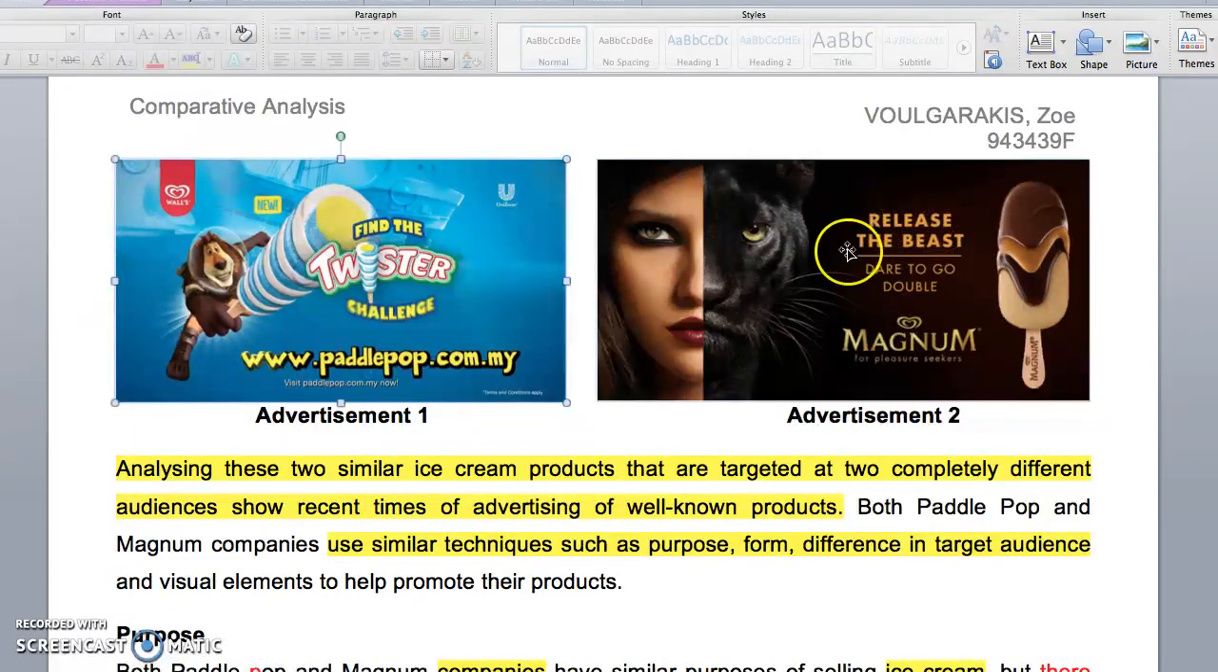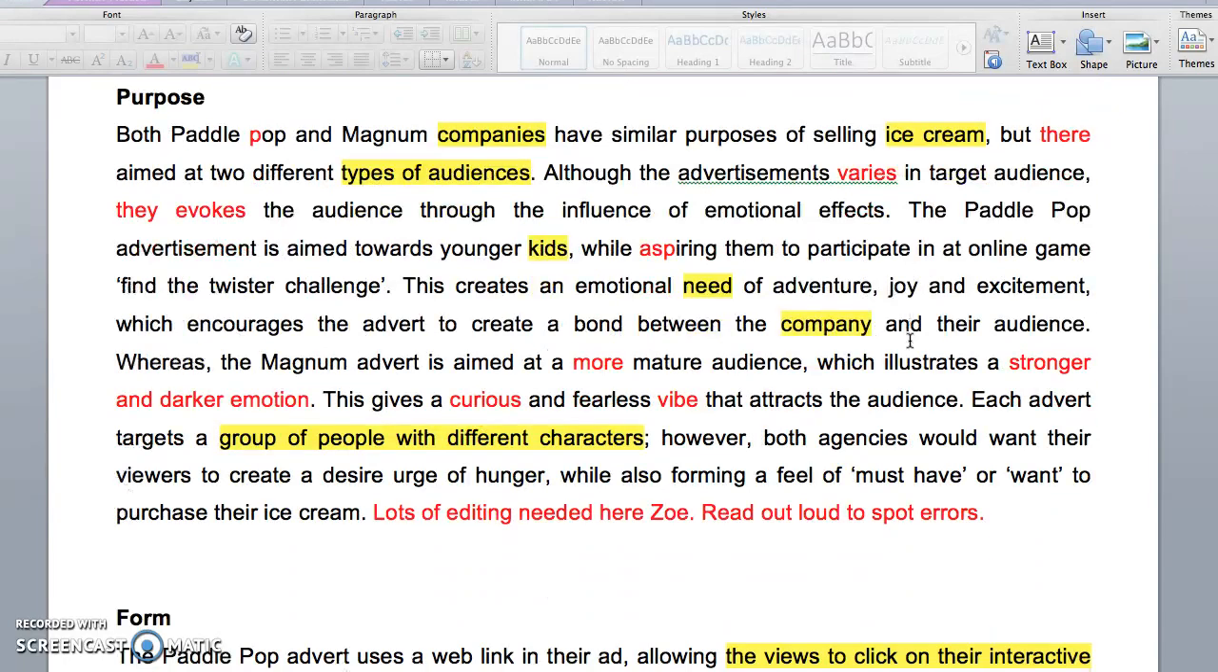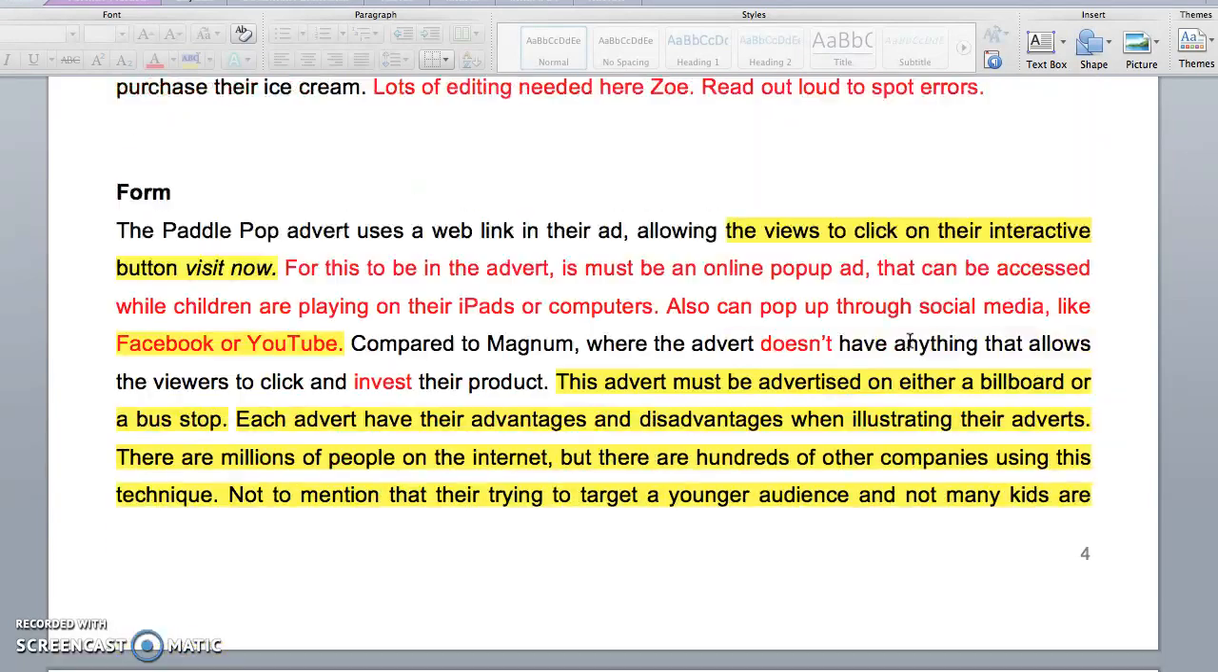Release the Beast. We've got internal rhyme here. Dare to go double. We've got alliteration here. For pleasure seekers. Again, that to me means it's for men and women. It is sexy. So Zoe, you've got to go back and have a good look at this, and then have a look at your conclusion.